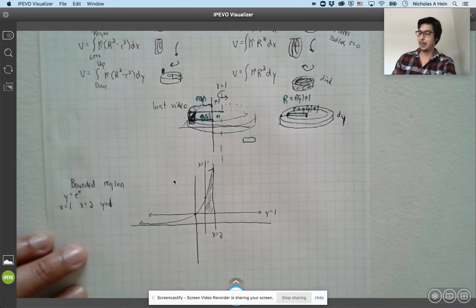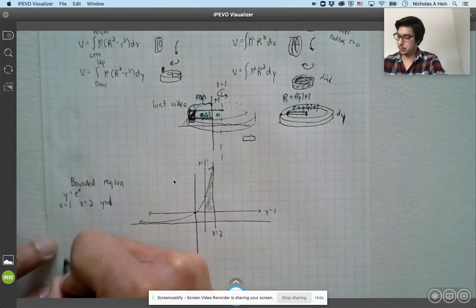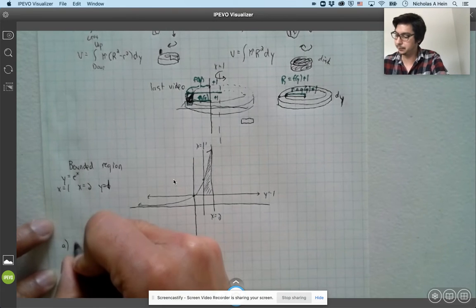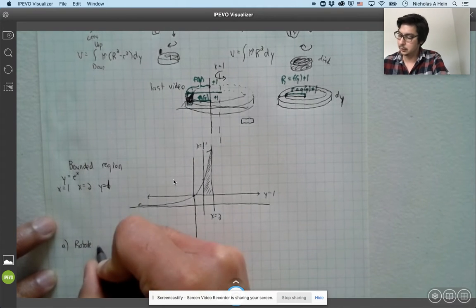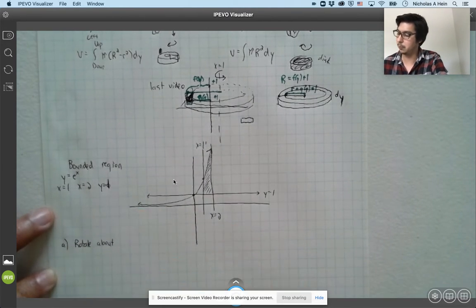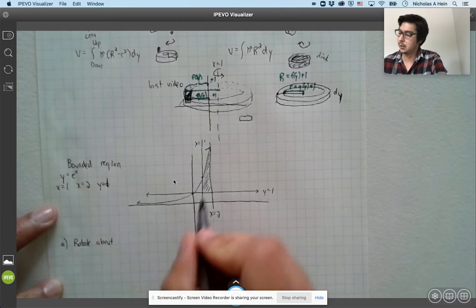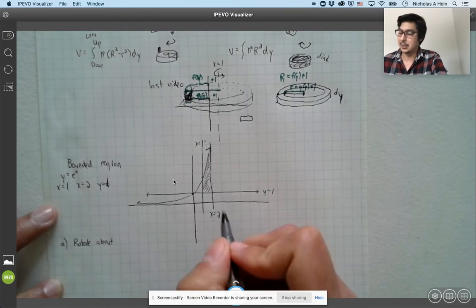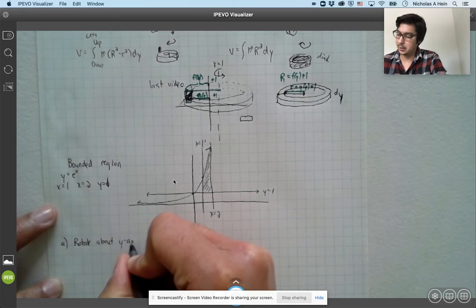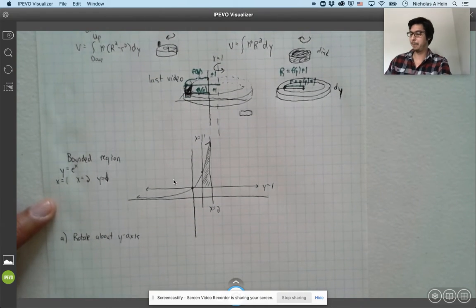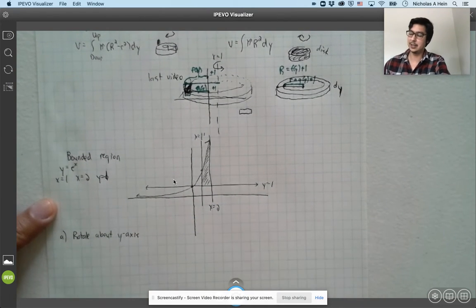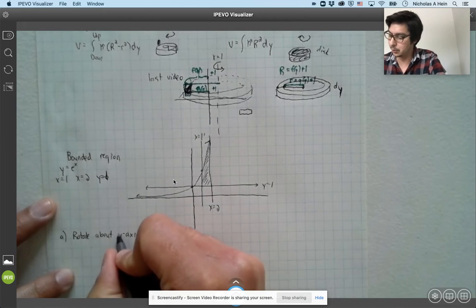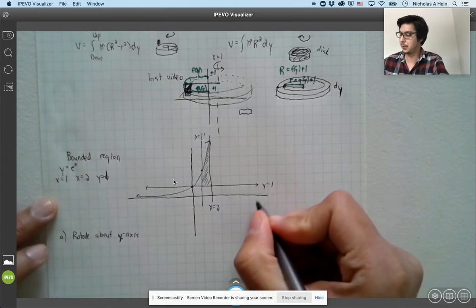Okay. So let's do a first one, and let's rotate about, and we'll just say the last video was the x-axis. Let's say we rotate about the y-axis here. Okay. Well, no, because I chose e to the x. Let's try to keep it simple. Let's rotate about the x-axis.